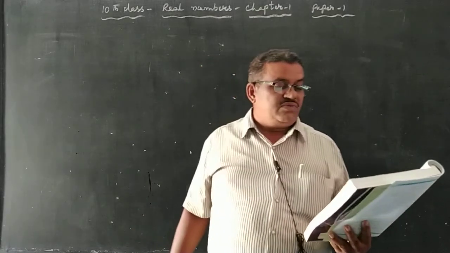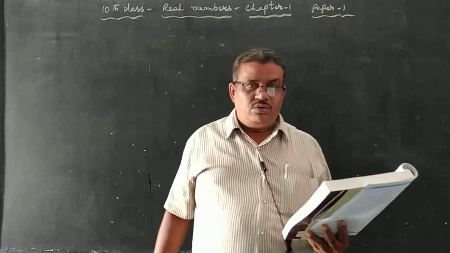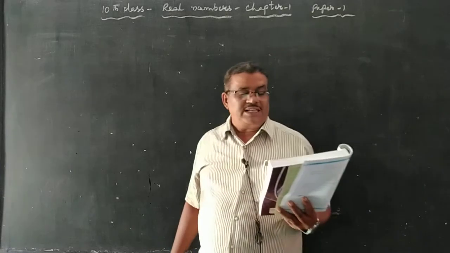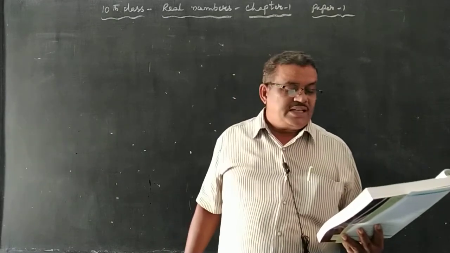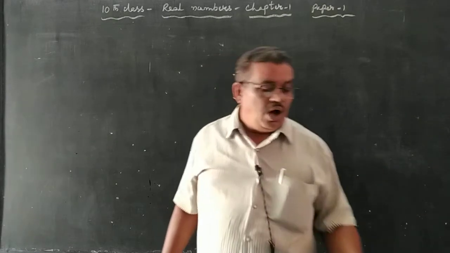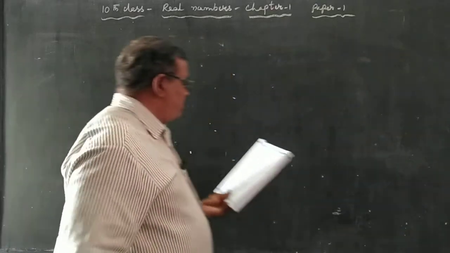If log of (x plus y) by 3 is equal to half of log x plus log y, find the value of x by y plus y by x. How do we have to solve this? Let us see here.